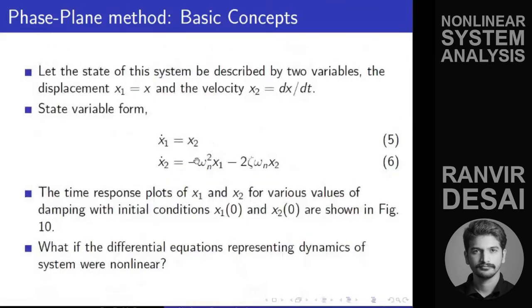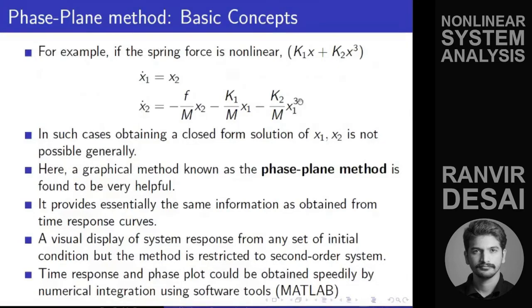So this way we can plot their time response plots. But what happens if they are non-linear? The differential equations representing the dynamics of the system, that are equations number 5 and 6, if there were a non-linear term here, what will happen? So just to explore that, we expanded that k into k1 and k2, considering that spring to be a non-linear spring. It may be hard or soft depending on the value of k2. We have seen that if k2 is greater than 0, then it is called hard. If k2 is less than 0, then it is soft.